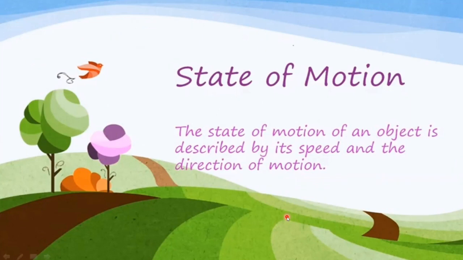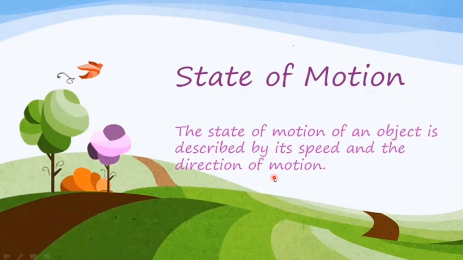when we define the force, all those events we took earlier are represented by a single term, that is called the state of motion. What is this state of motion? The state of motion of an object is described by its speed and the direction of motion. So wherever I say application of force, the state of motion of an object is changed, then it implies either the speed of the object has been changed or the direction of the motion of the object has been changed.